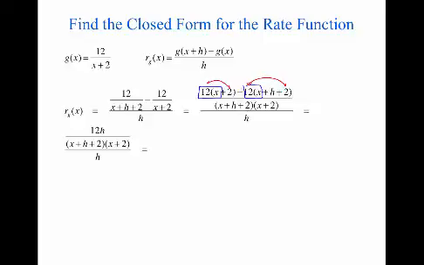That should be negative. If I remember right, there are several typos on this slide, so we'll just catch them as they come. So that's negative 12h over x plus h plus 2 times x plus 2. And what can we do now? I've got an h divided by h. They go away.